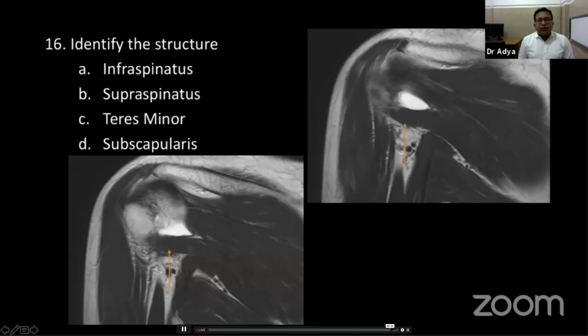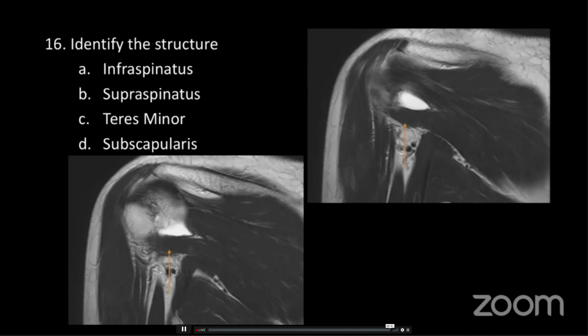Question 16, identify the structure. A, infraspinatus, B, supraspinatus, C, teres minor, and D, subscapularis. The poll is live, sir.